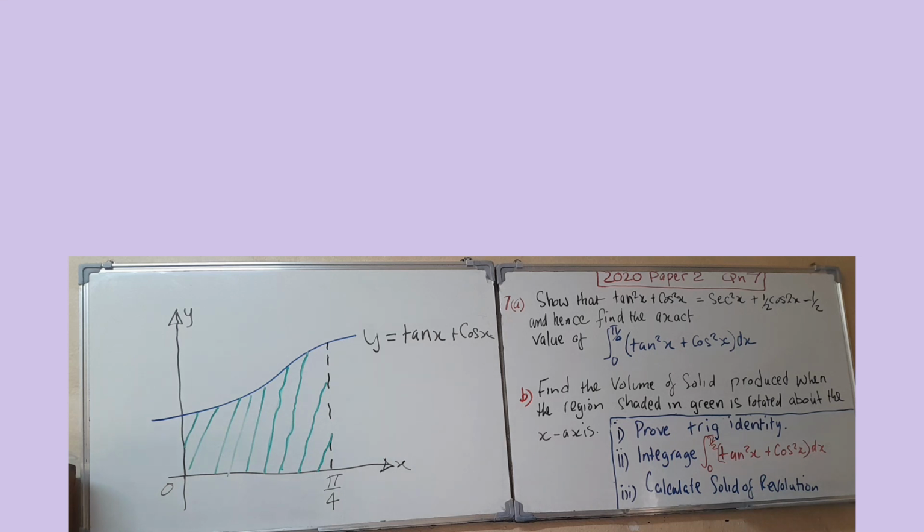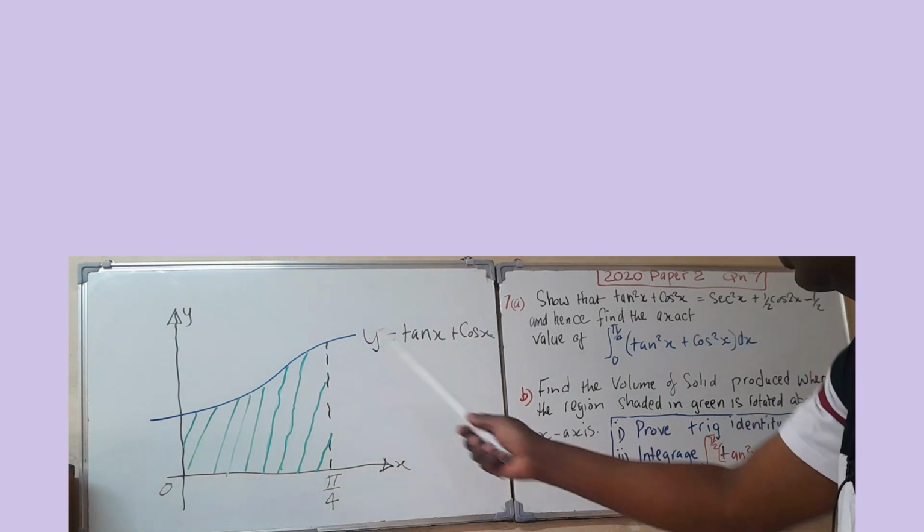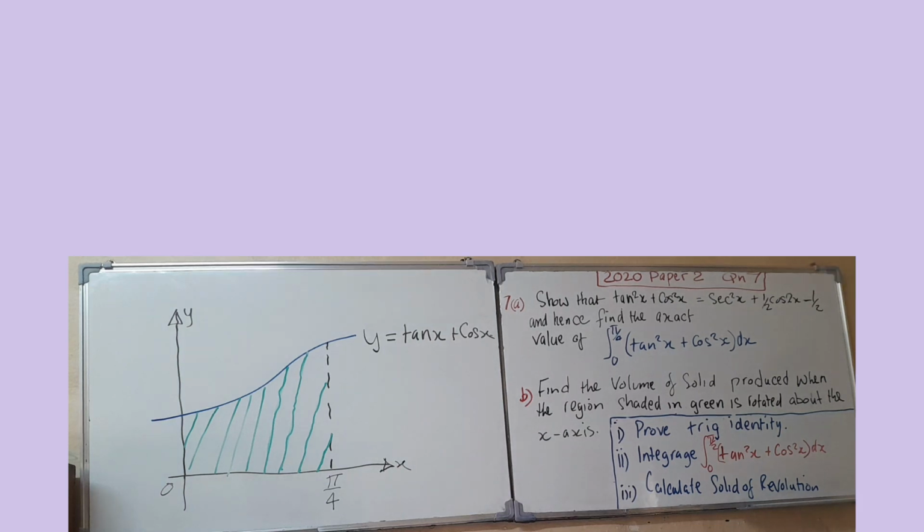Today's problem is question number 7, taken from paper 2 of 2020. I've written the question on the board, and on this other side of the board, I've got a little sketch showing the graph of y is equal to tan of x plus cos of x, which goes together with question B. Now let's read the question.